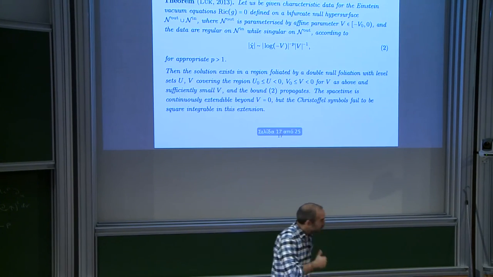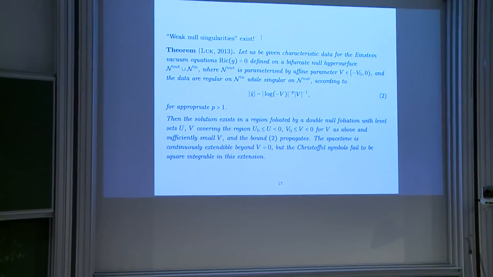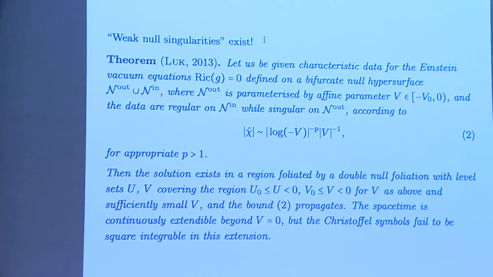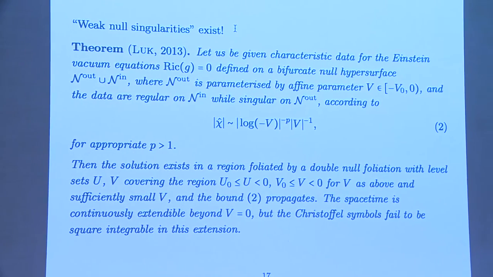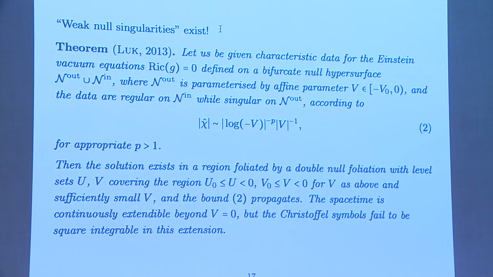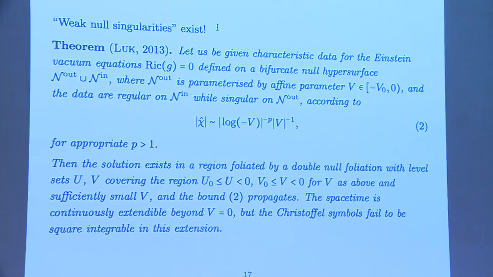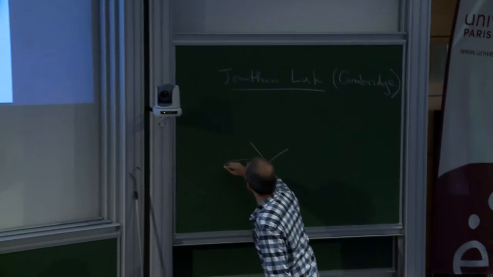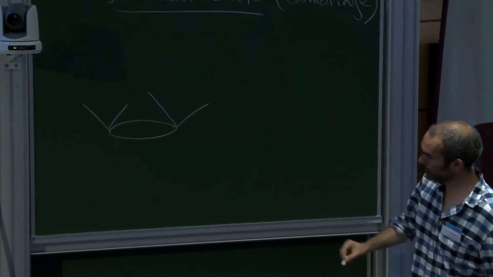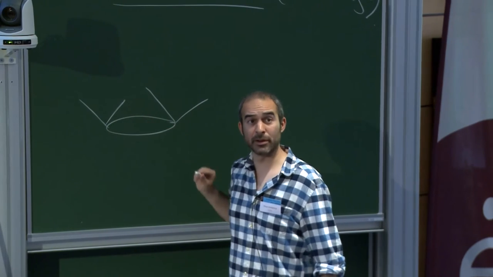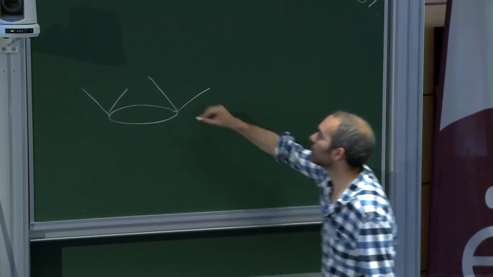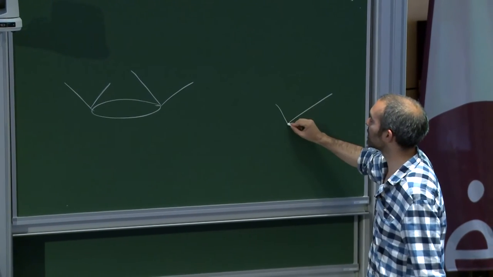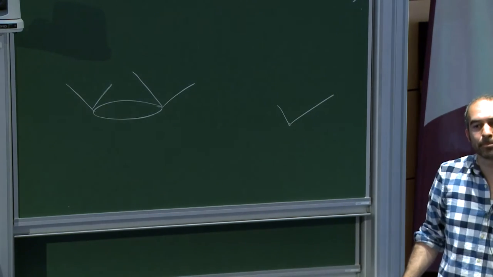This problem was resolved by Jonathan Luk in a remarkable paper of a few years back. He constructed such examples by solving a characteristic initial value problem. So let me draw his theorem. He considered initial data for the Einstein vacuum equations that were posed on what would be the future of a sphere. This is a sphere, with its outgoing and ingoing light cones. I'm going to draw these two light cones just like this. So this is the sphere, and these are the two light cones.